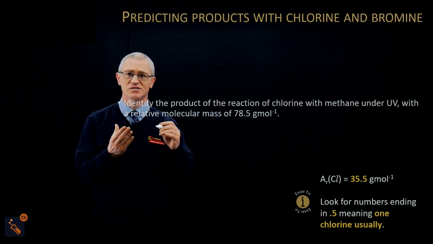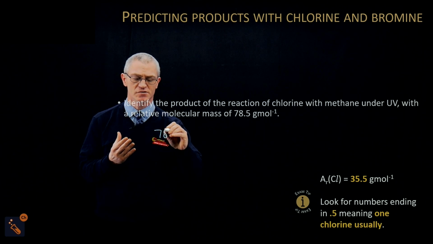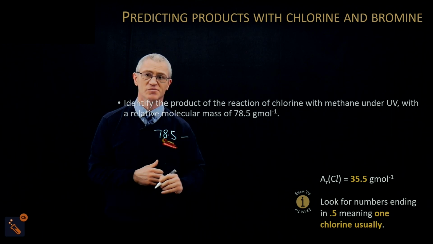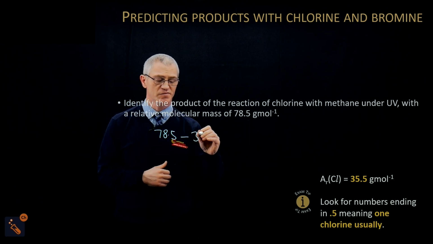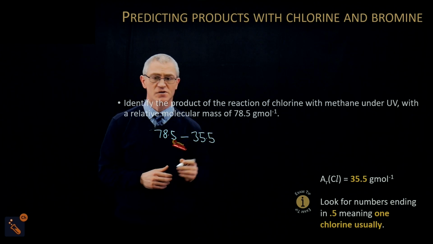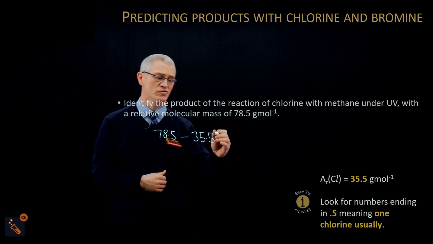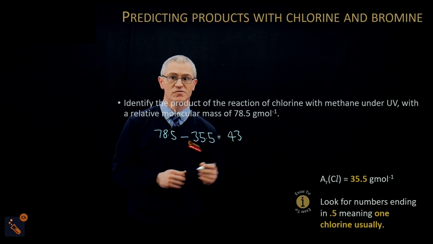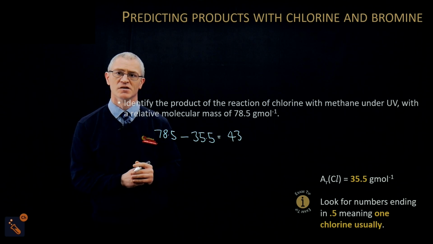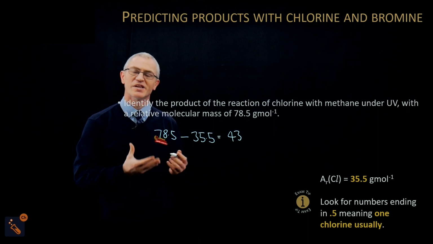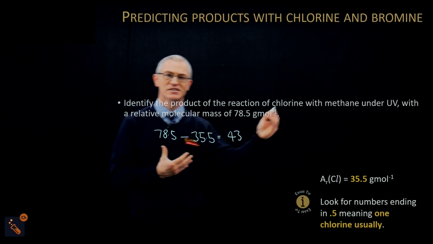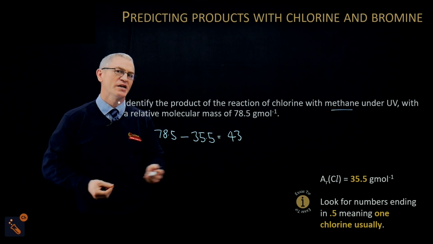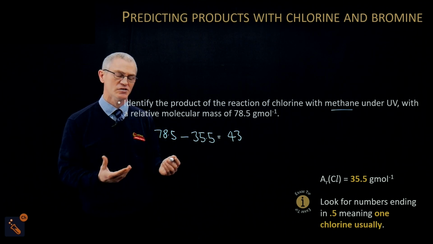Now, if that's the case, there's a simple way of doing it. You take the 78.5 and take away 35.5, which is your chlorine. That means you've got 43. Now, you might ask, why would you do that? Well, everything is based upon alkanes. We're basing this on this alkane, this methane here. So it's based on an alkane, and it'll become an alkyl chain of some sort, and you know it's only got one chlorine on it.